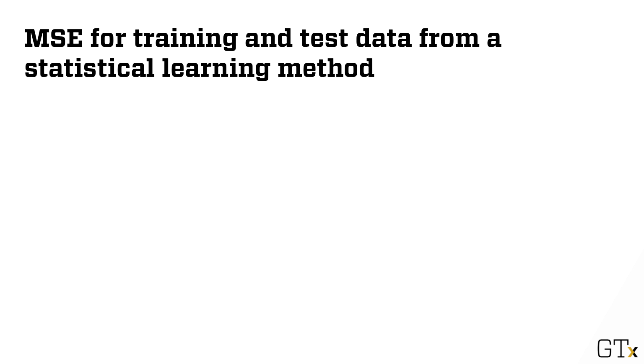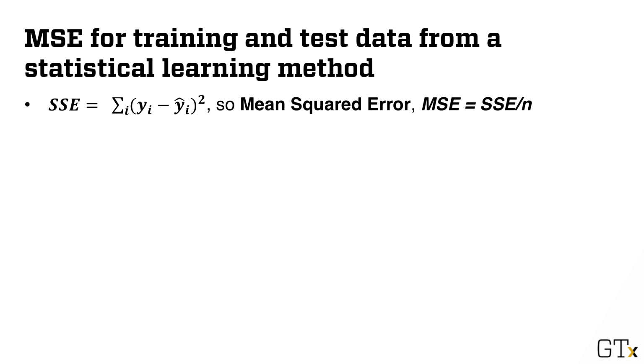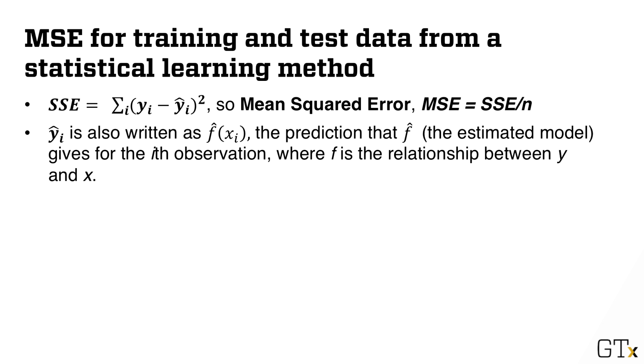In our module on linear regression, we have seen how the least squares estimators are obtained. They are obtained by trying to minimize the sum of squares in the regression model. For the purpose of this lesson, please note I may be using the terms model or method interchangeably. Sum of squares error is given by that formula that we have seen in the earlier module on linear regression, and mean squared error is the average of those values. Note that y hat is also written as f hat and is the predicted value for the ith observation, which we get from this relationship between y and x.